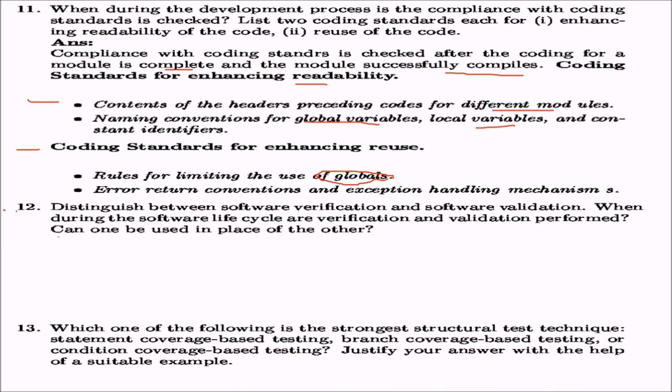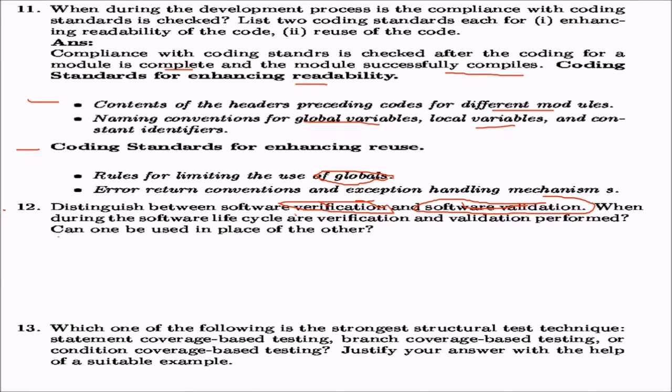The 12th question is: distinguish between software verification and software validation. When during the software lifecycle are verification and validation performed, and can one be used in place of the other? As I suggested, verification is whether you are making the product right, and software validation is whether you are making the right product. So by software validation we mean that you are making the right product, which means it should conform to the SRS.